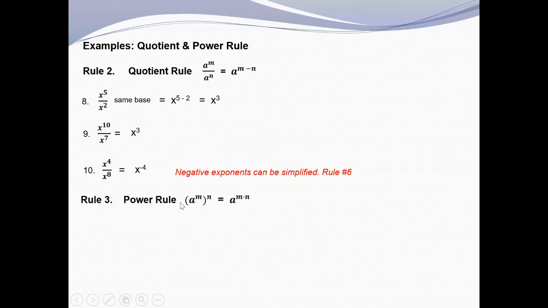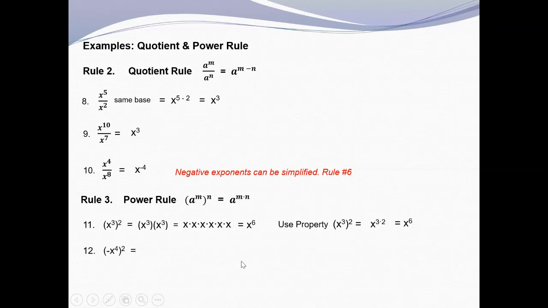Now comes rule number 3, the power rule. When you have a base raised to a power to another power, you multiply the exponents or the powers. Example number 11. x to the 3rd raised to the 2nd power is, the long way, x to the 3rd times x to the 3rd, which gives us x to the 6th power. But we can go straight to the property. x to the 3rd raised to the 2nd power will just give us x to the 3 times 2, which is equal to x to the 6th. We can just go from the problem all the way to the answer, right? After we know the rules.